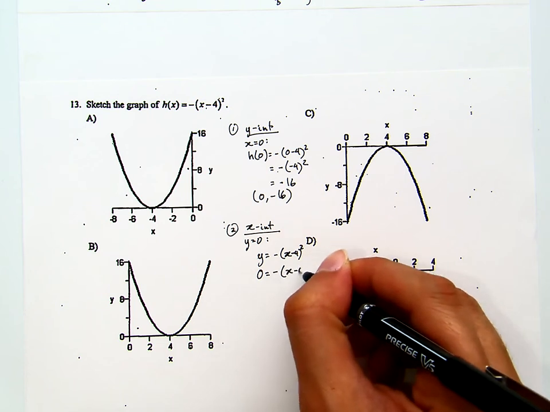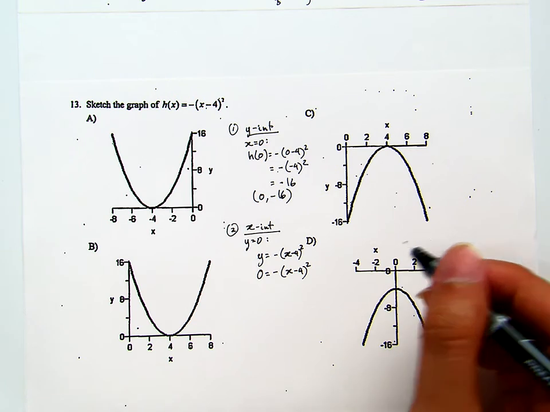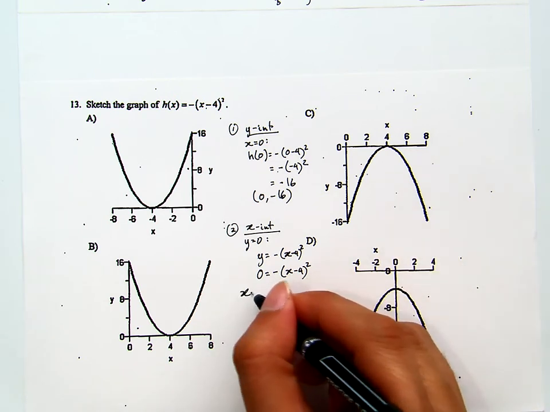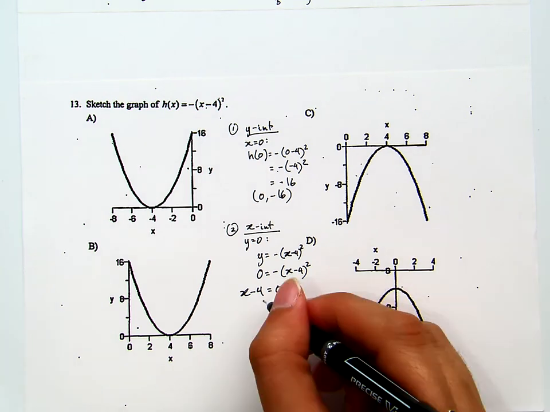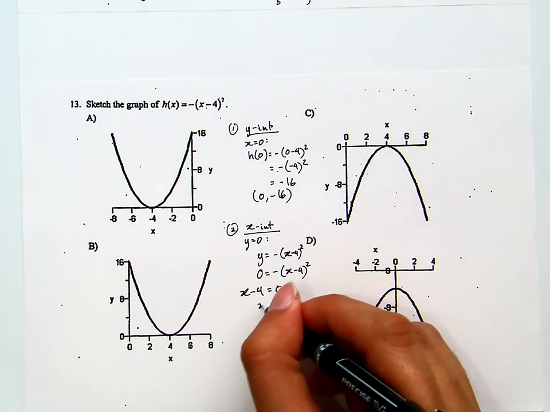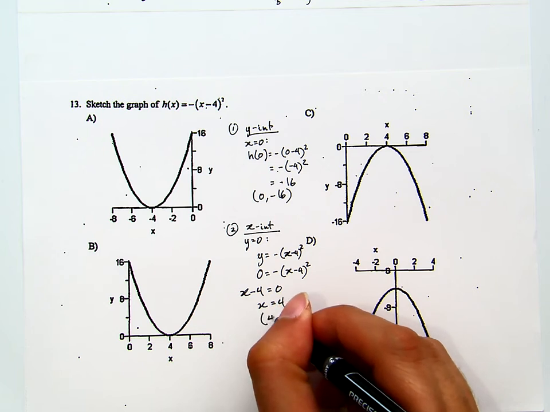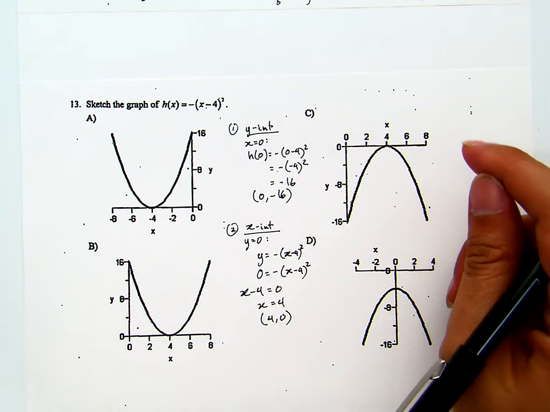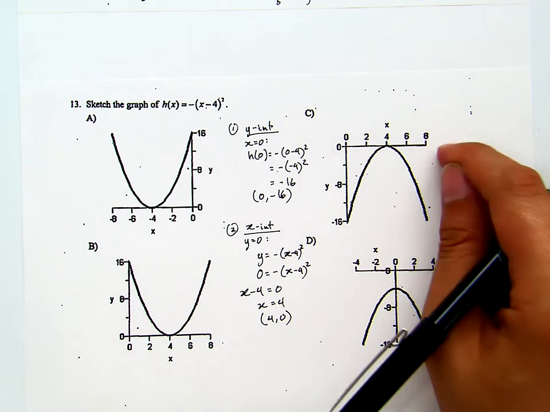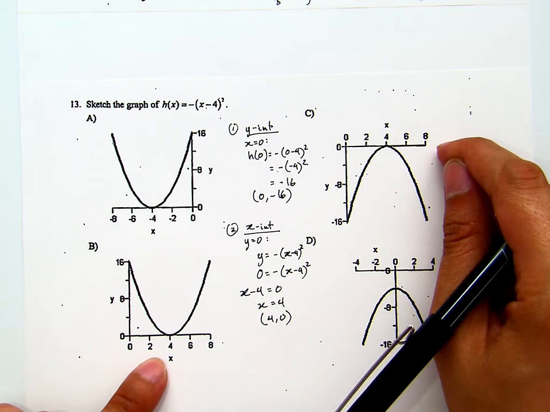0 equals negative of (x minus 4) quantity squared. That implies x minus 4 equals 0. I hope you can see what I'm trying to say. And therefore x equals 4. In other words, the x-intercept is (4, 0) only. That again confirms that C is the answer. Notice that part B also gives you the same x-intercept.